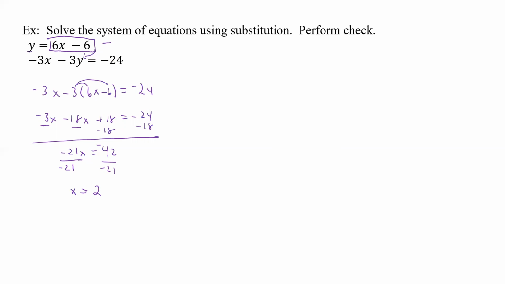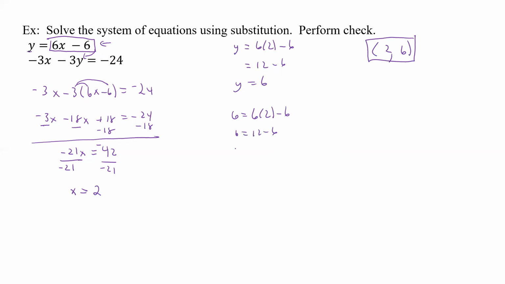Now I can plug that back into the first equation and get my y. y equals 6 times 2 minus 6. Well, that's equal to 12 minus 6, which is equal to 6. So it says I've got an answer of 2 comma 6. Okay, and before I write independent and consistent, I'm going to check it first. Is 6 equal to 6 times 2 minus 6? Well, that's 12 minus 6, and 6 equals 6. So it works in the first one.